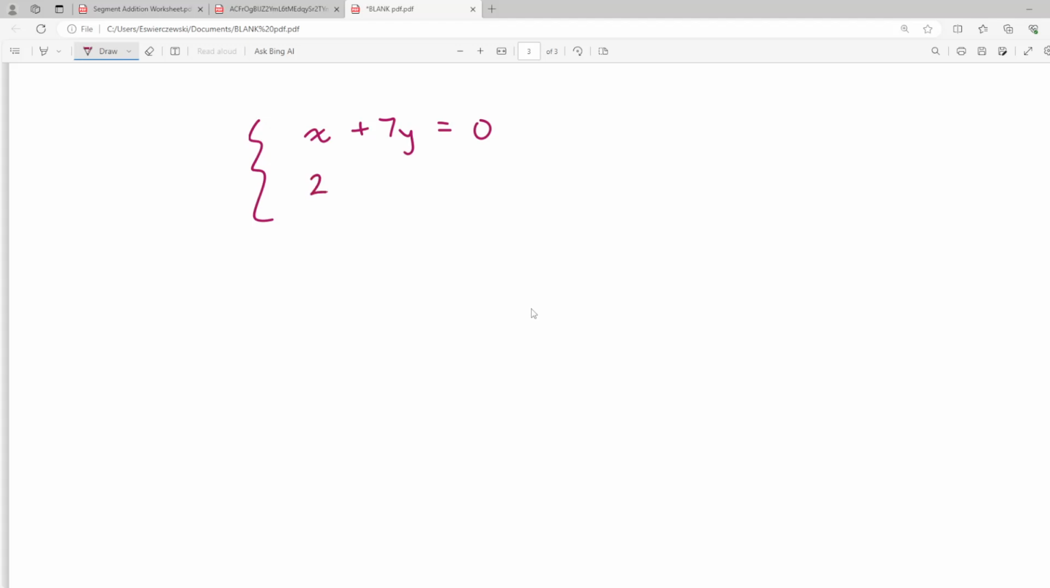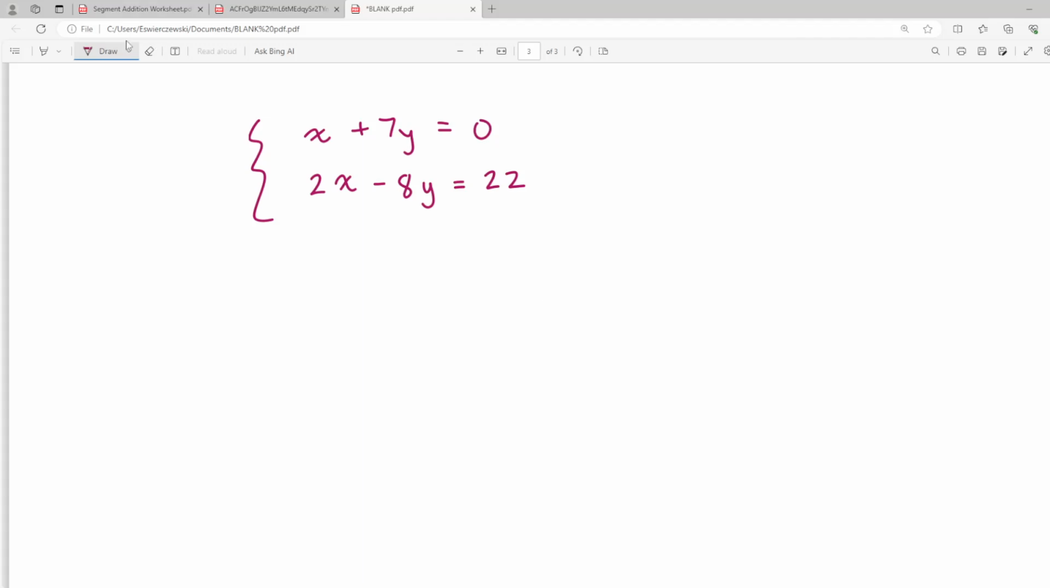And 2x plus 8y, nope, minus 8y. Make sure you write down the problem right. I'm getting these from the internet. I have not done them ahead of time.